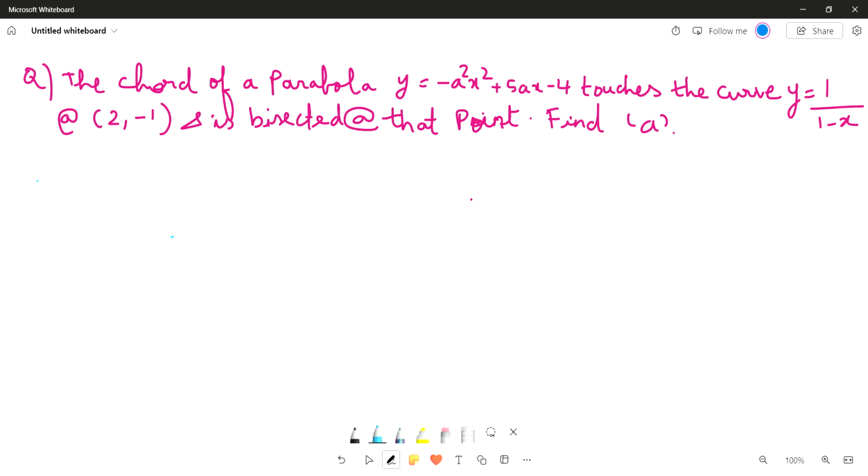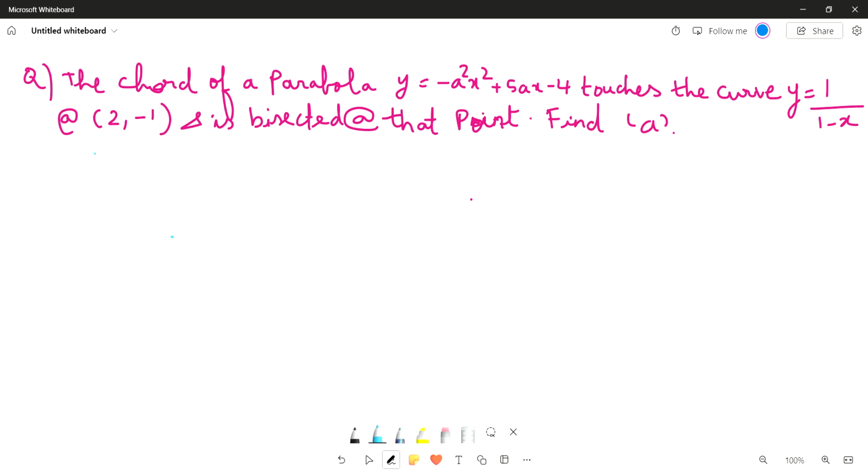So this is a question from application of derivatives. The chord of a parabola y is equal to minus a square x square plus 5ax minus 4 touches the curve y is equal to 1 by x at (2, -1), and it is also bisected at that point. So we have been asked to find the values of a.